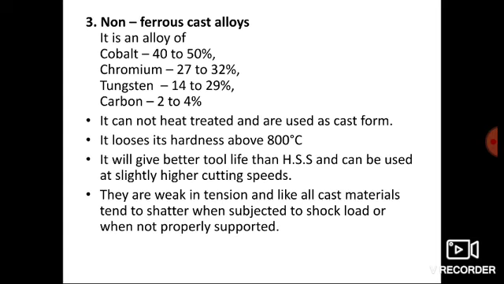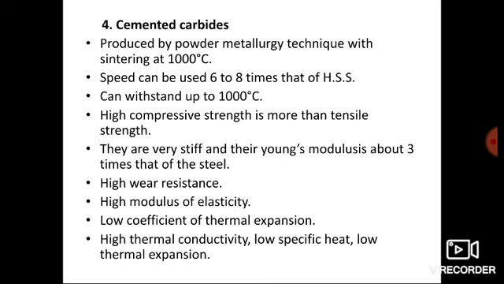It gives better tool life than high speed steel, and it can be used at slightly higher cutting speed. They are weak in tension and, like all cast materials, tend to shatter when subjected to shock load or when not properly supported. The next material is cemented carbide.